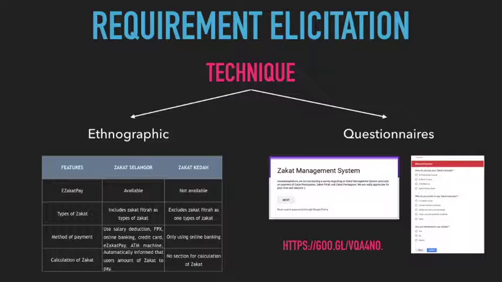We were pretty curious about whether citizens in Malaysia are using online systems to pay their zakat. So we made a set of questionnaires using Google Form in order to know whether Malaysian citizens are using online systems to pay zakat or they prefer to pay manually at the counter.